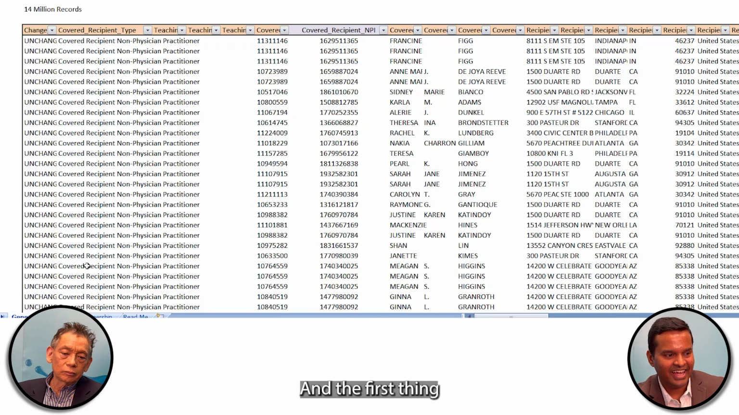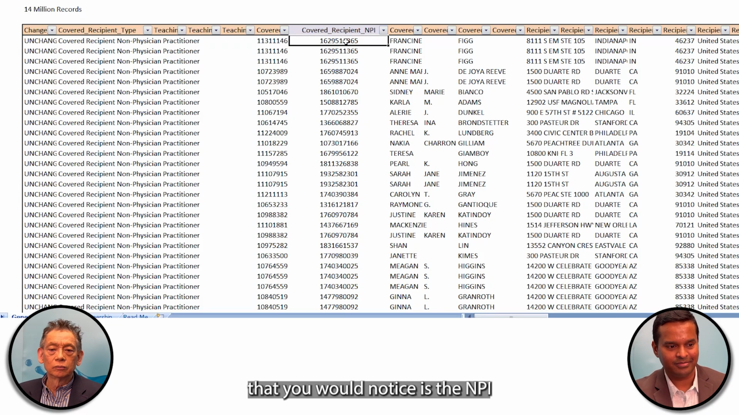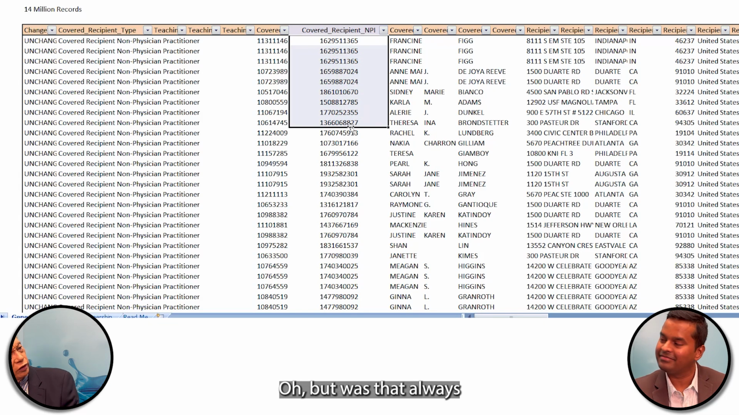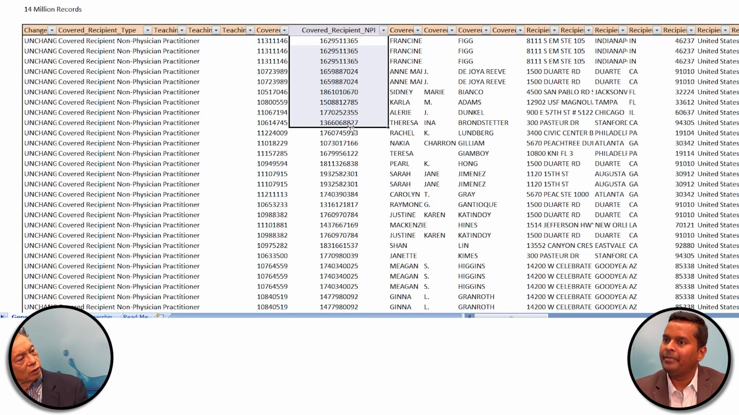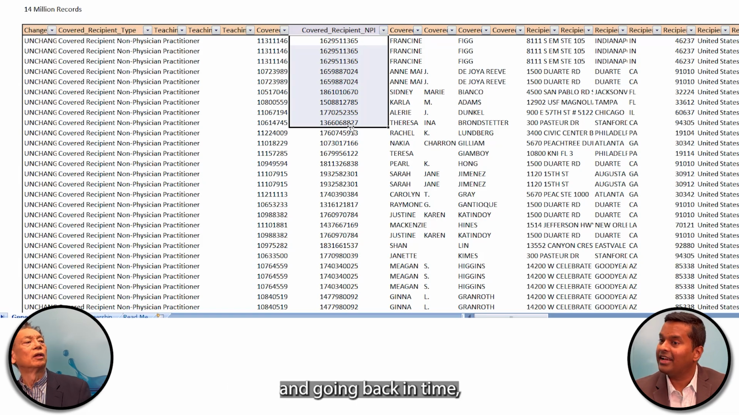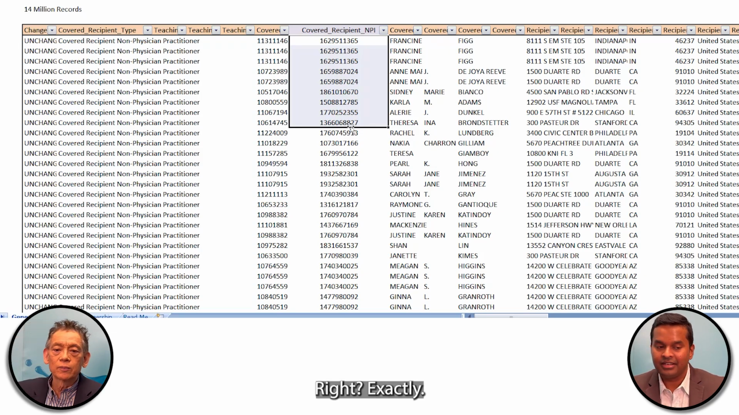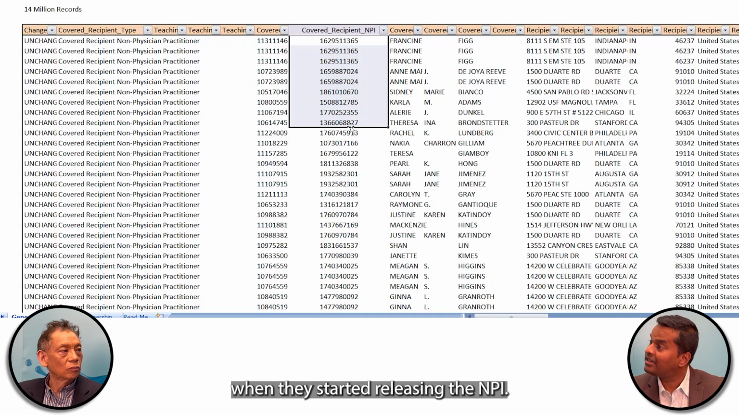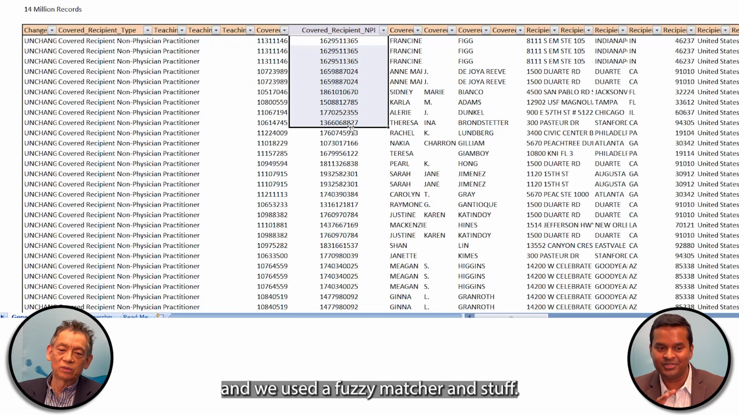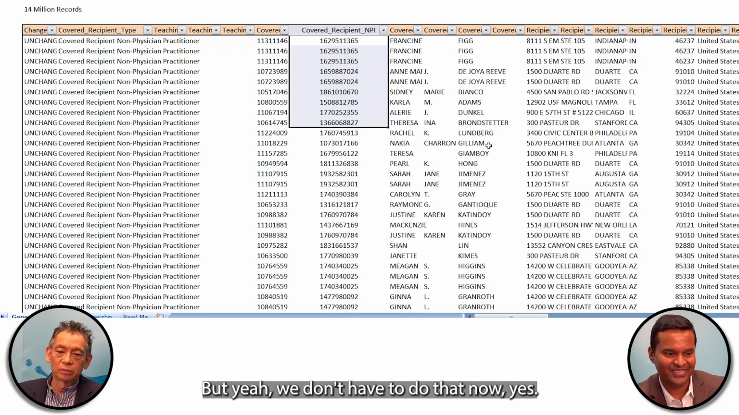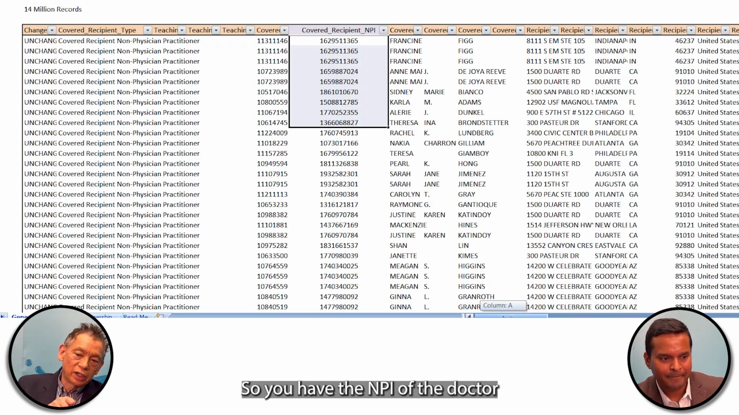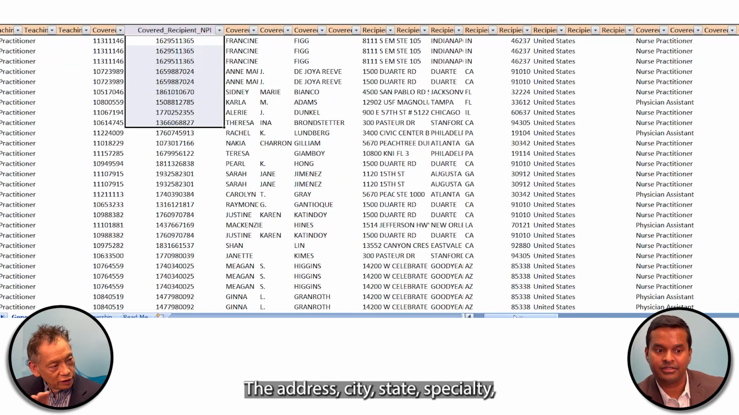The first thing that you would notice is the NPI, the physician NPI. But was that always the case that we have the NPI? Actually, before they had a profile ID, and going back in time, there were actually 4 files. But now they removed one of the dispute files and folded it in, so now we just have 3. So that's very convenient that we have the NPI. You can connect it directly with other databases that we have. Exactly. I think it was in the last 2 years that they started releasing the NPI. Before it used to be a profile ID, and we used a fuzzy matcher and stuff. But we don't have to do that now. So you have the NPI of the doctor, and then the names of the doctor, the address, city, state, specialty, all that stuff.